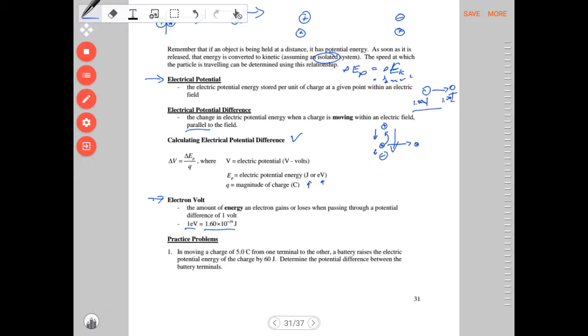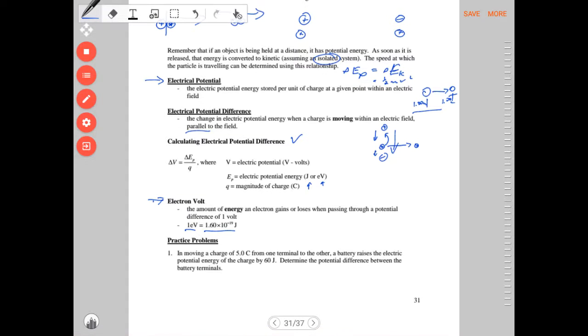Remember, a battery gives potential energy to the electrons so that they can do work to power your phone, your tablet, your MP3 player, your computer. I don't know, pick a device. But that's how batteries work.